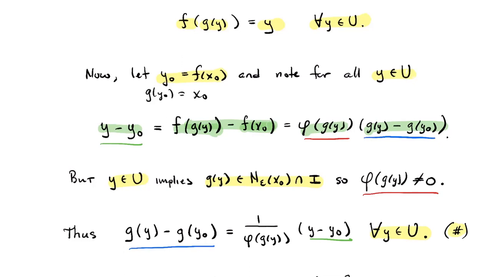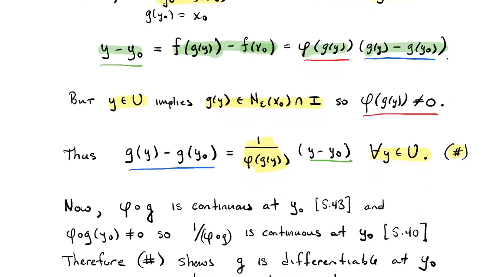So what do I need to verify? I need to verify that this thing is a continuous function. And it is a continuous function because why? It's the composition of phi and g, well, it's 1 over it. Phi and g are both continuous, so their composition is continuous at y naught. And moreover, the value there is not 0, so the reciprocal is continuous at y naught. The respective theorems are 543 and 540.